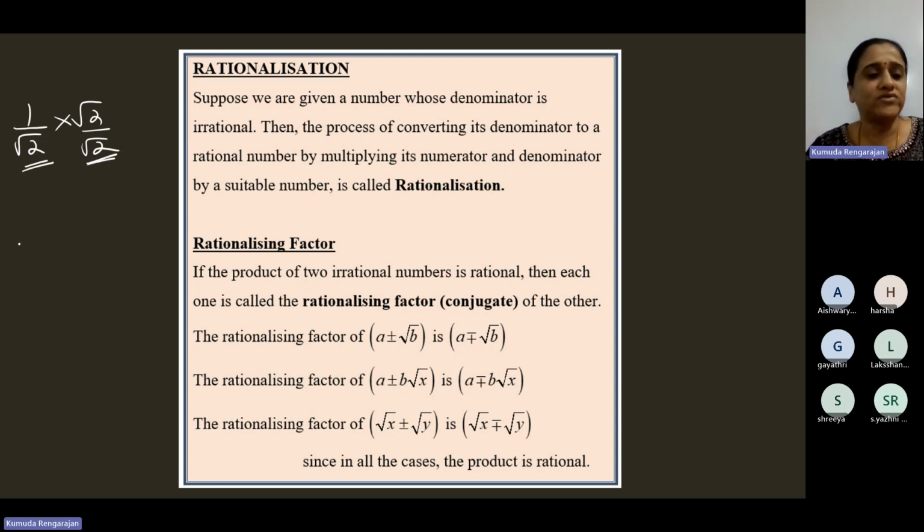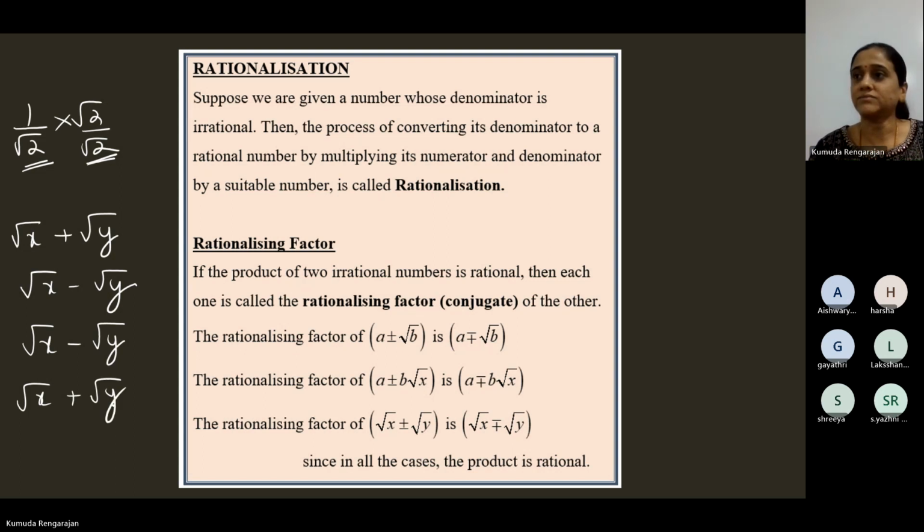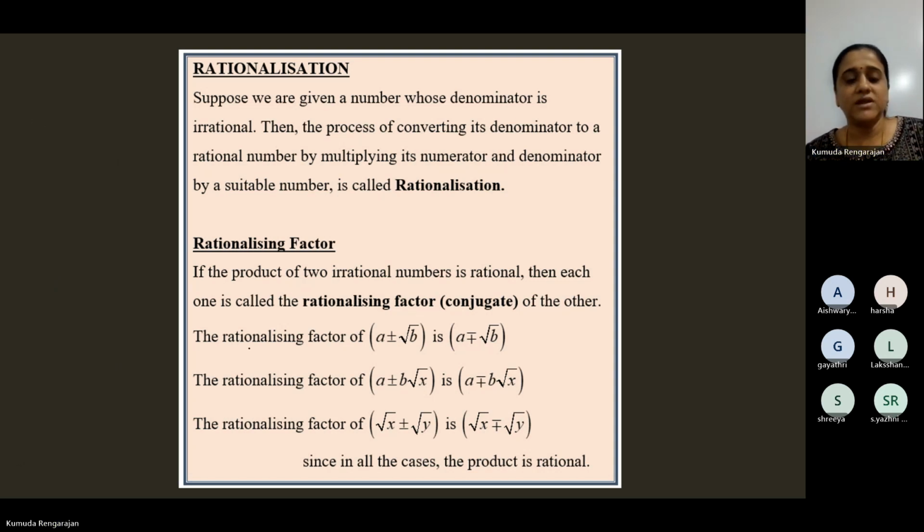The rationalizing factor of root x plus root y is root x minus root y. The rationalizing factor of root x minus root y is root x plus root y. Now consider a plus or minus root b, meaning something like 3 plus or minus root 5. Here a is rational and root b is irrational, but the whole thing is irrational.